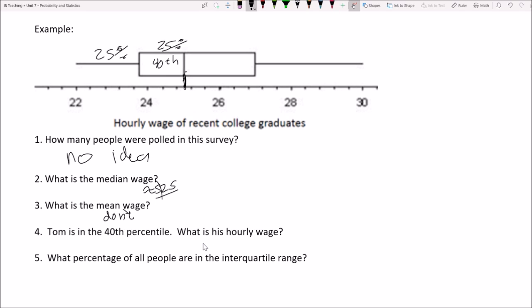So I'm going to leave this blank because we don't really know. We know that it's at least like 23.80. It's between 23.80 and 25 somewhere, but we're not able to nail it down. So we have information about it, but we don't have the answer.